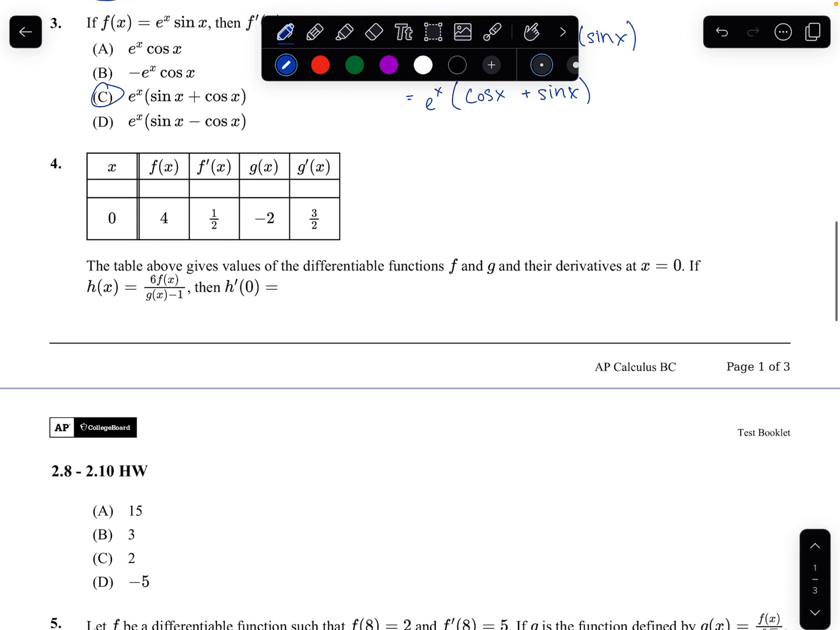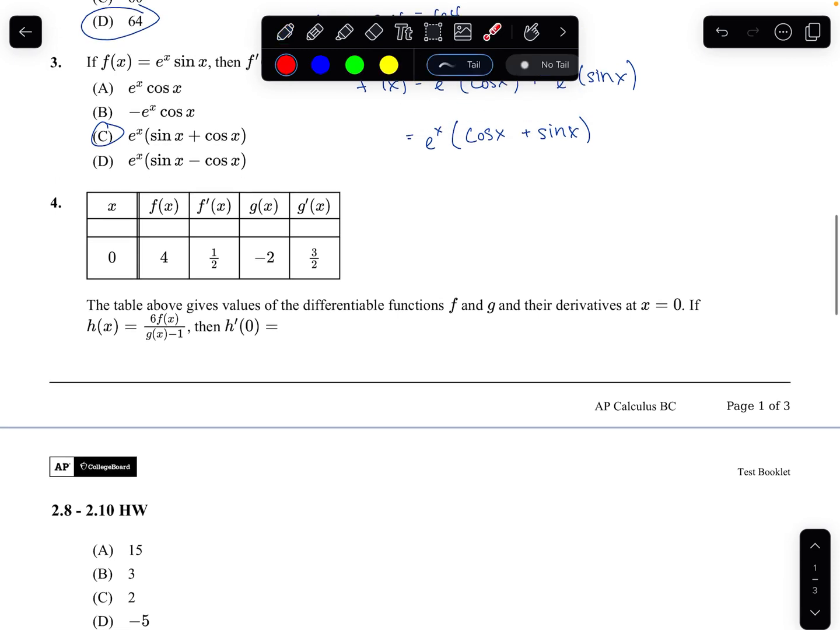For 4, we have a table with the values of f prime, g, and g prime. The table gives those values at x equals 0. If h of x is given here, find h prime of 0. So we're looking to use the quotient rule.